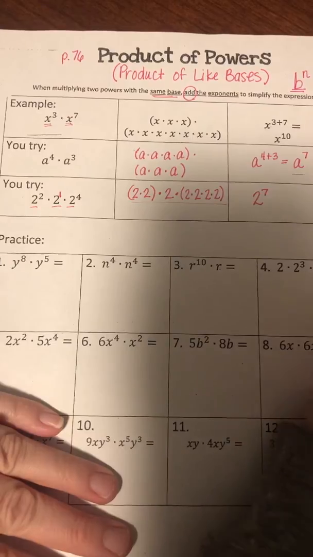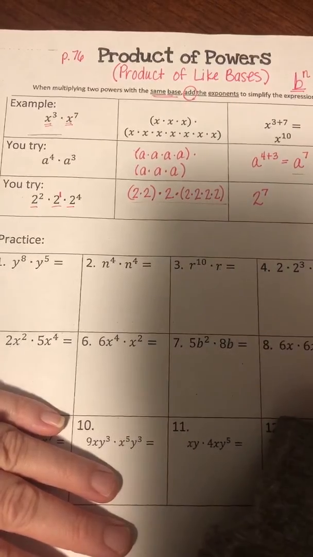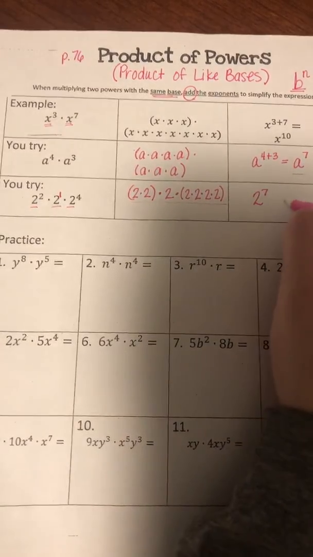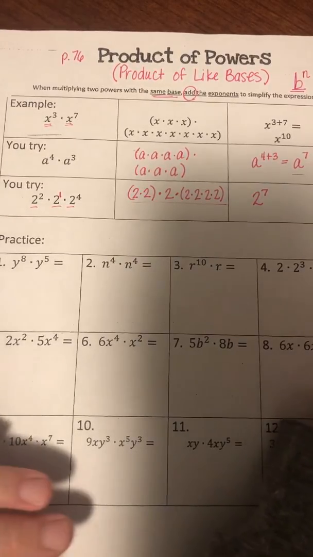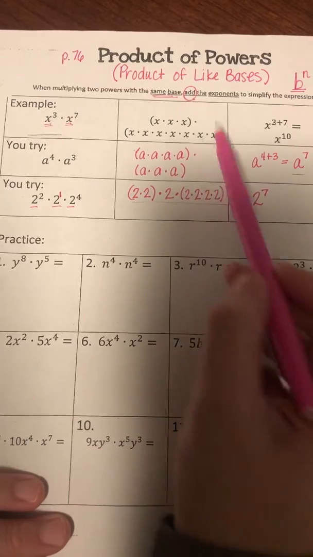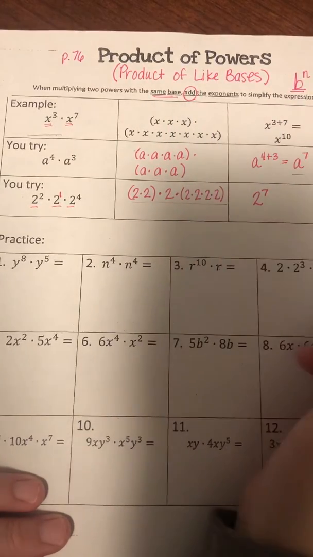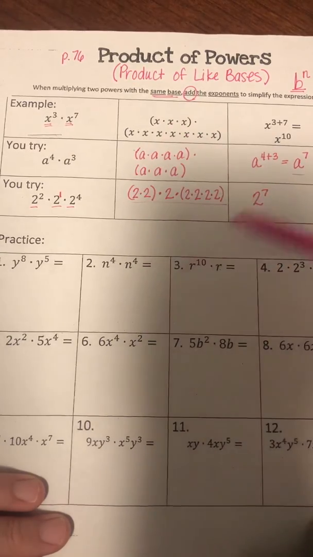Now, if the problem says to evaluate it, where they actually want an answer, or to simplify, then you would actually calculate 2 to the 7th power out. Otherwise, you would just leave it with the exponent. So that's as far as the notes are. Just that one simple rule. If they have the same base, you just add the exponents. I do not need to see all of this work on the problems below. What I do need to see is just that you're adding the exponents together to get the final answer.